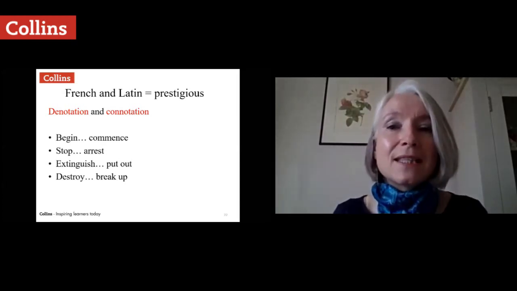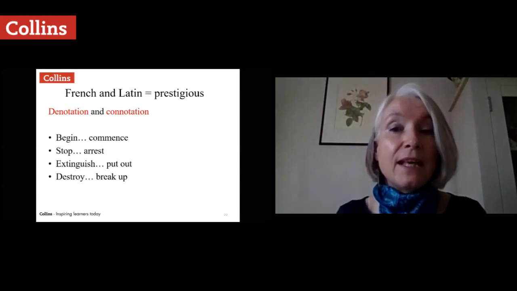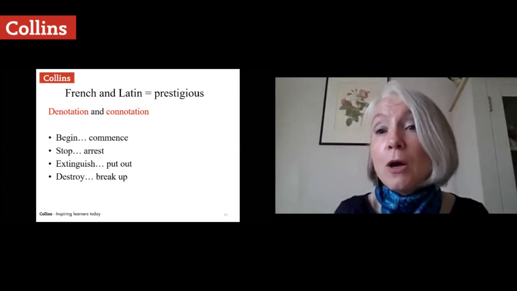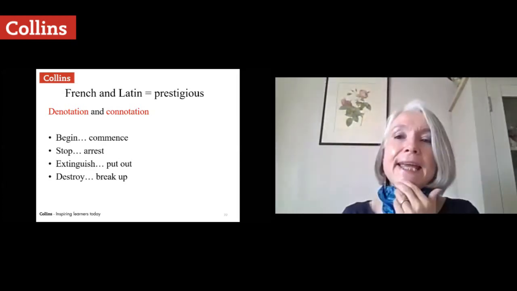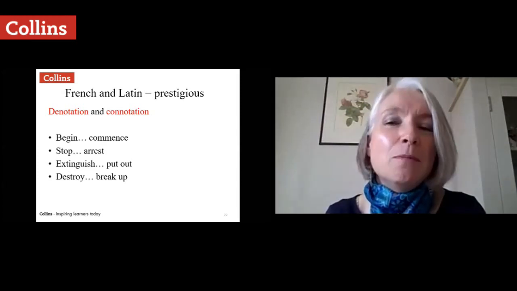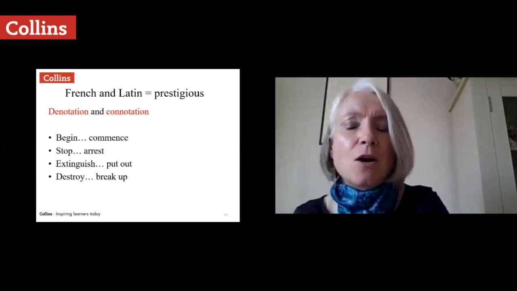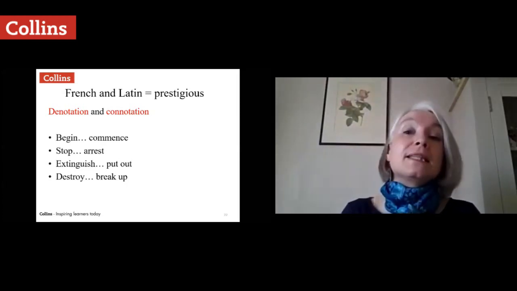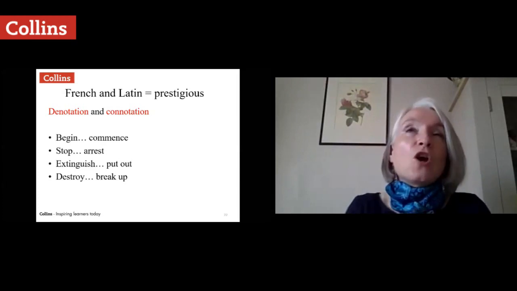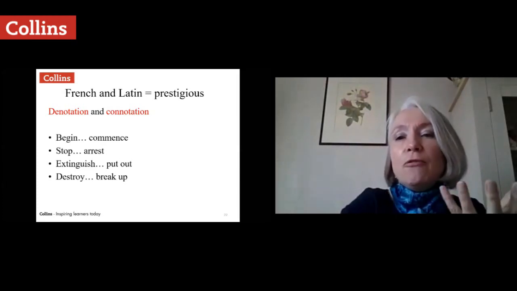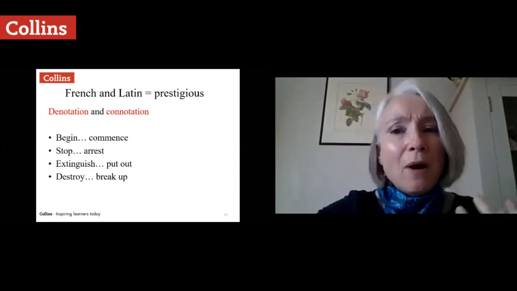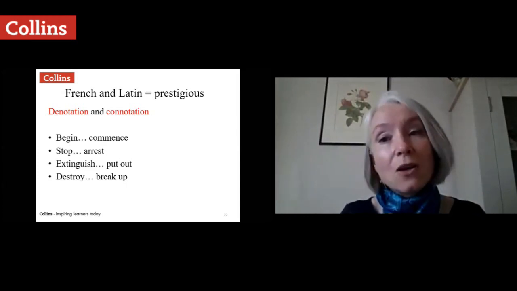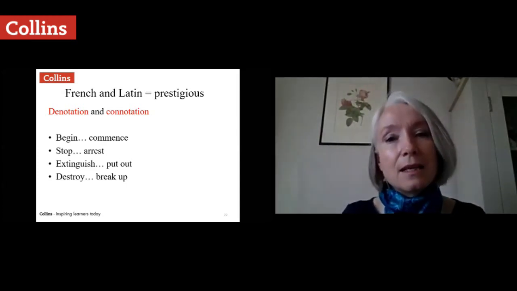But they don't have quite the same connotation. Begin is fairly neutral, but commence is used in a more formal or ceremonious way. You wouldn't use commence at the beginning of a lesson, for example. You wouldn't say, I'm going to commence today's class by. But we might say, we're going to commence this meeting of the linguists of English. We might use it in a more formal or ceremonious setting. So it has a connotation that begin doesn't have.